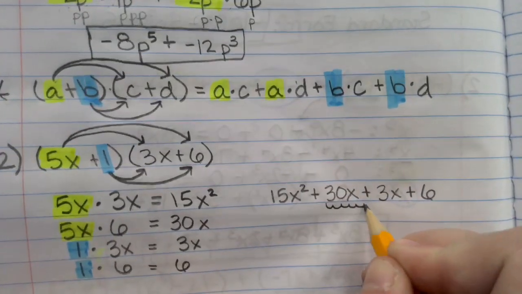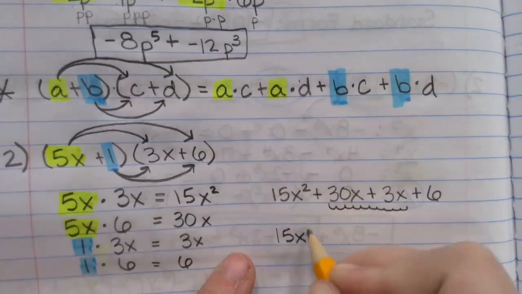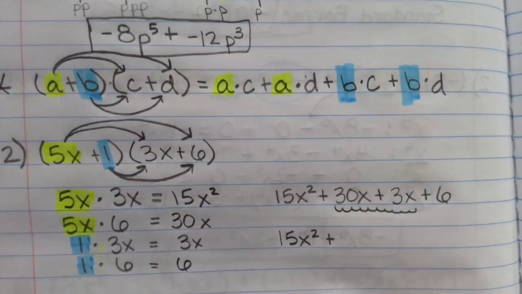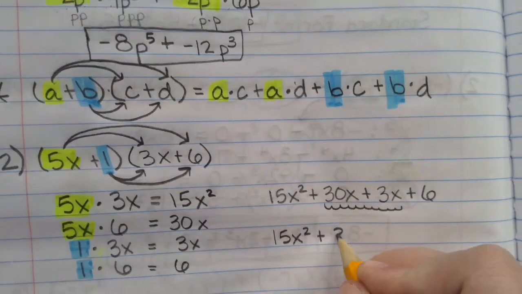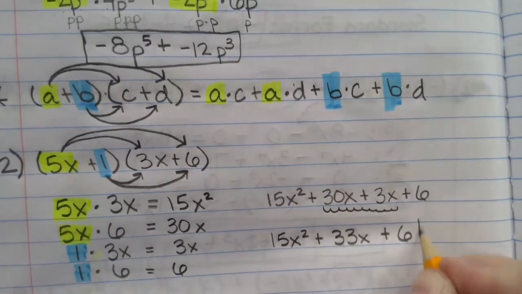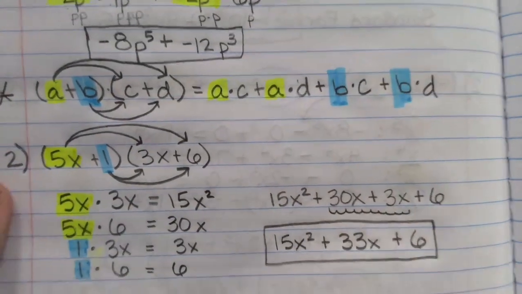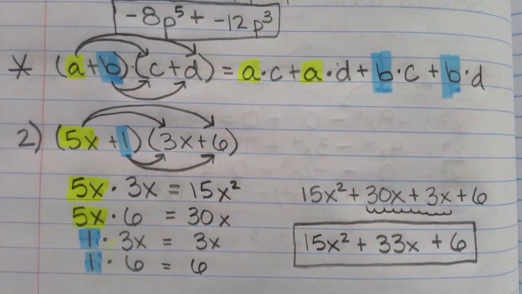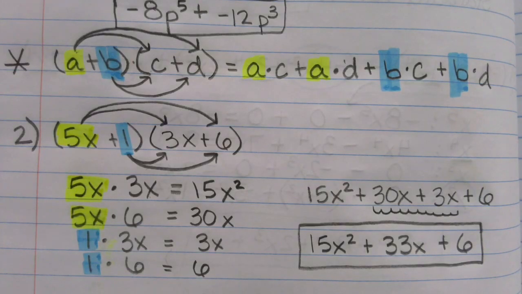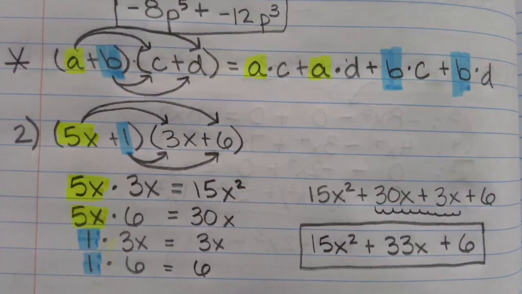Good. We have our like terms, the 30x, 3x. So 15x squared, that stays as it is because it's the only x squared. 30 plus 3, 33x, and then plus 6. So when we did a binomial times a binomial to start off with, we had a 5x plus 1 times 3x plus 6. Binomial times binomial, what did our answer end up being? Trinomial. Interesting, huh? It's not always going to be that way, but it turns out to be that way.